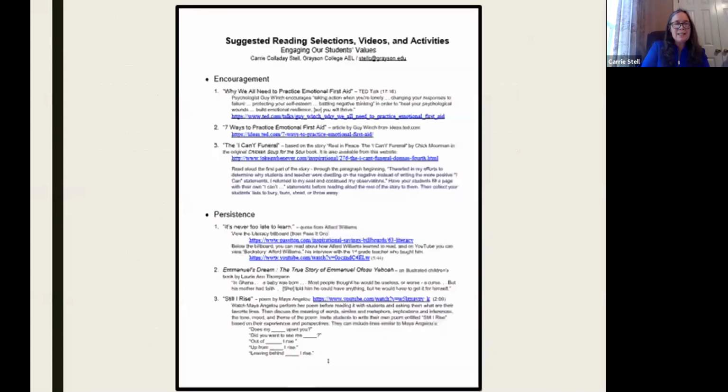So now the next document I'll be sharing with you is actually the 5th of 6 documents. It's a 3-pager. These are suggested reading selections, videos, and activities that you can check out for engaging your students' values. On the first page, we're focusing on encouragement and persistence. For each of those values, I've highlighted 3 lesson ideas with links, so that if you decide this is something you want to try with your students, you'll have easy access to it once you get this in the email.